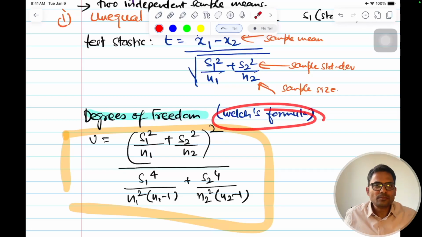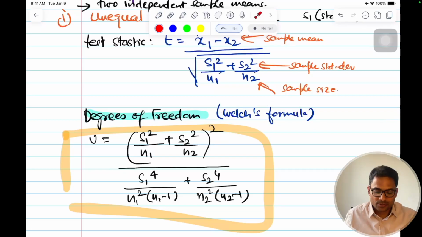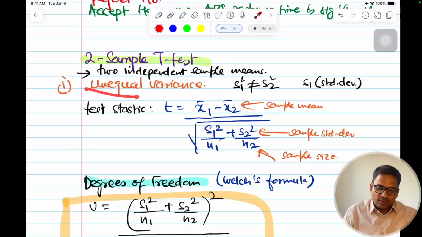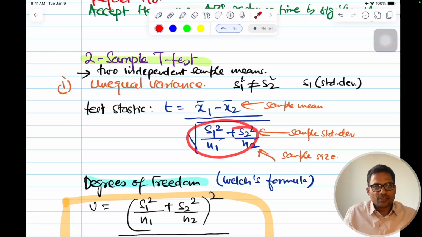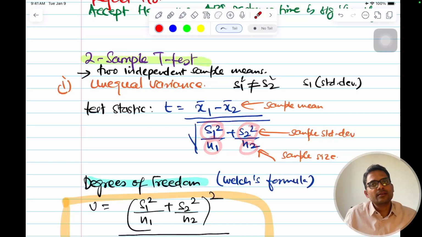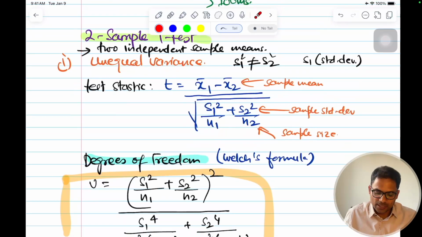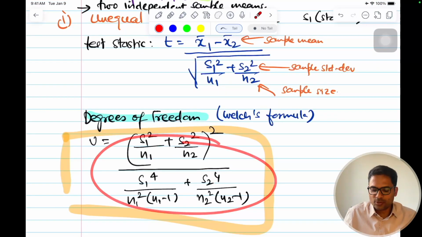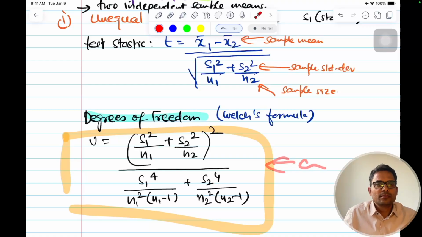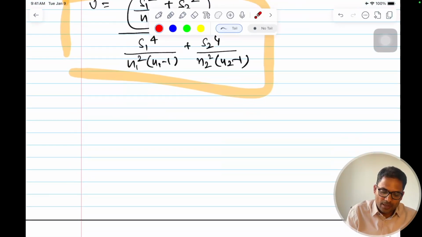Okay, the second name is a bit difficult to pronounce. So this is the degrees of freedom, how we calculate it. This is for unequal variance. So this is your mean difference divided by the standard deviation of the first sample, the standard deviation of the second sample, or the variance of the first sample and variance of the second sample, scaled by their sample sizes. And then for the degrees of freedom, we have a complex formula. This is generally computed separately.